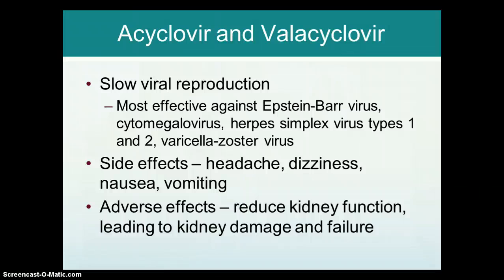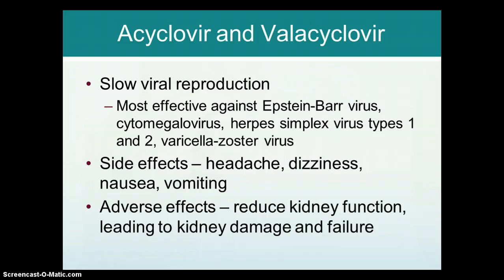For acyclovir, even though it's not listed here, for some of them they are listed within the slide. Basically acyclovir and valacyclovir form a counterfeit DNA to stop the enzymes from completing. As well, it slows viral replication. Most effective against Epstein-Barr virus, cytomegalovirus, herpes simplex 1 and 2, and the varicella zoster virus, which is the chickenpox. Side effects: headache, dizziness, nausea, vomiting. Adverse effects: reduced kidney function leading to damage and failure.